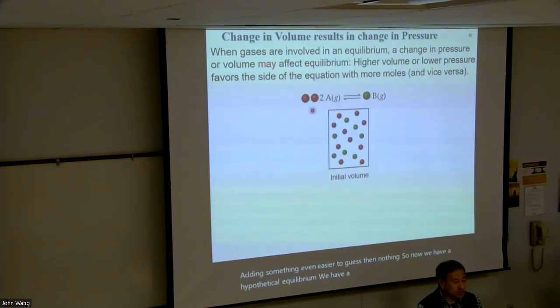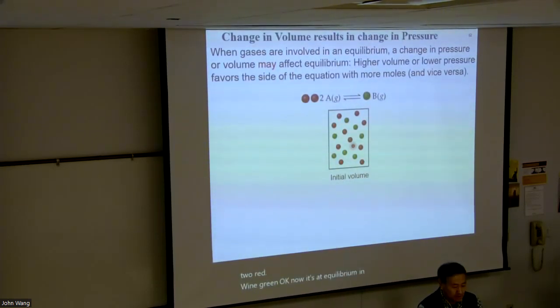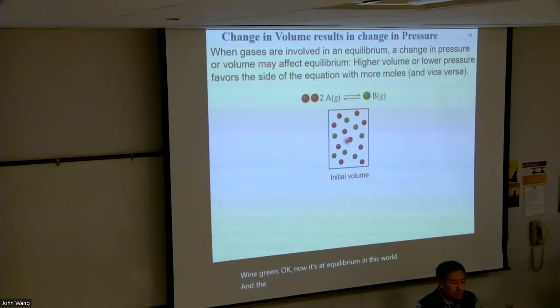We have A, which means red, and B, which means blue. And the condition is 2 and 1. So we have 2 red. And right. Okay. Is an equilibrium? Now this one. Okay. And so now this man will try to increase or decrease the volume to have the change in the pressure.